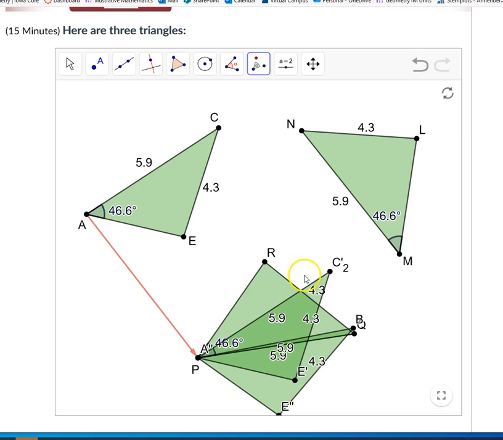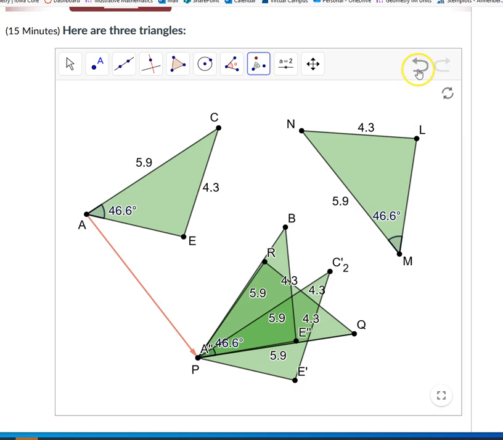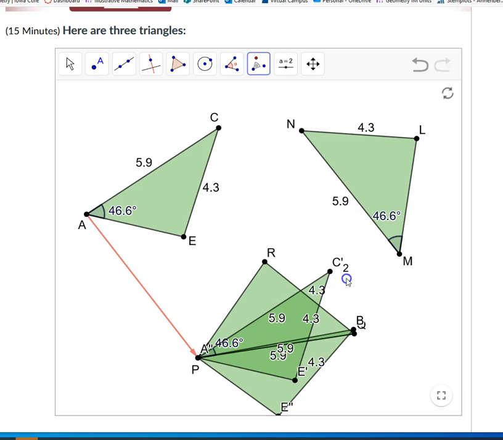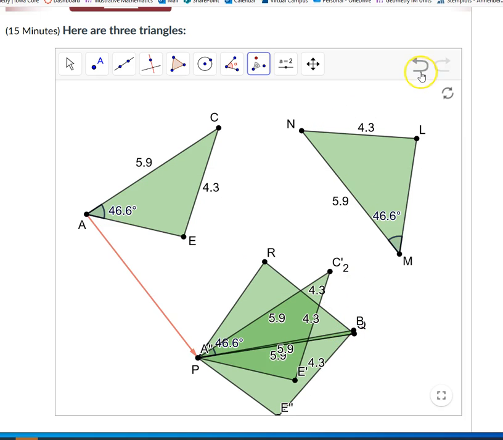Not quite there, almost. So undo it, and we'll try it again at 23. Oh, I went the wrong way. I forgot to select clockwise. So 23. Almost. Looks like I need to add a half a degree. Make sure I get clockwise this time. So 23.5. Let's try 23.3. Still not quite. It must be 0.5.